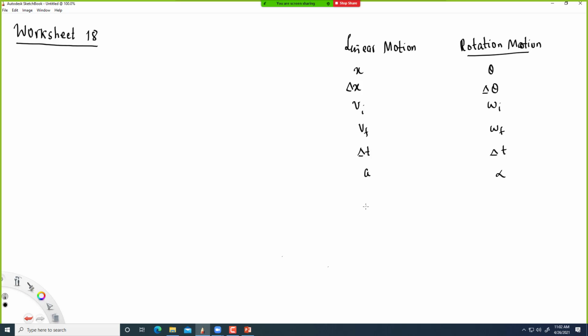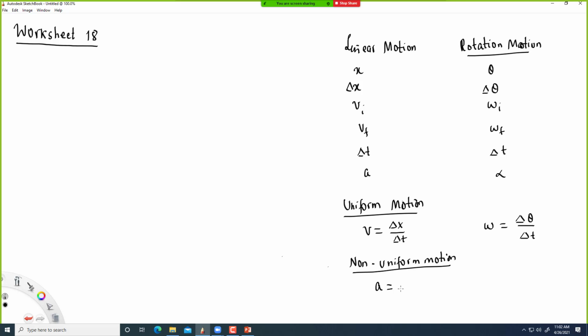If it is uniform motion, that means there is no acceleration, we use this formula: v is equal to delta x over delta t. In the case of rotational motion, for uniform motion we have omega is equal to delta theta over delta t. For non-uniform motion, which involves speeding up or slowing down, or acceleration, we have a is v final minus v initial over t. Here it's alpha is equal to omega final minus omega initial over t.